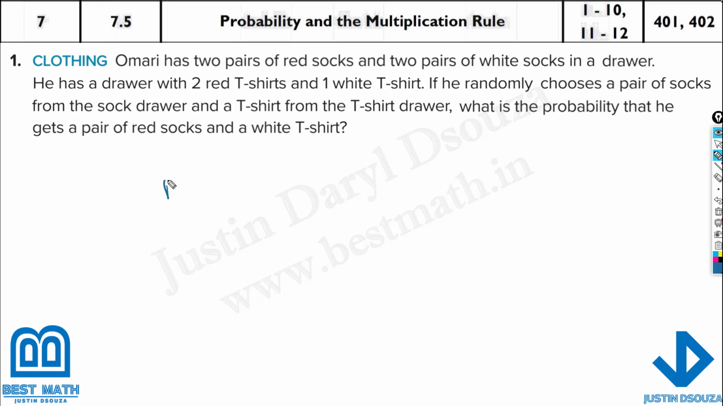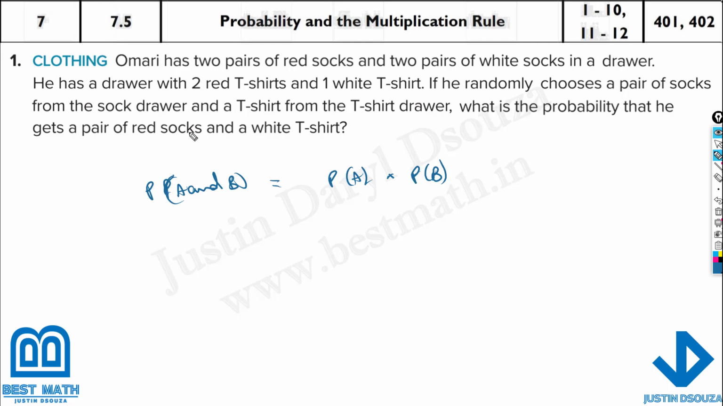the probability that he gets a pair of red socks and white t-shirts? See, the thing is, probability of A and B is asked. They have told clearly and. It's not or, it's and. That is given by multiplication, probability of A multiplied by probability of B. Now, if you look carefully, there is no common term. These are independent events because a sock drawer will only have socks here and t-shirt drawer will only have t-shirts. There won't be a same thing when he picks. So they are independent.